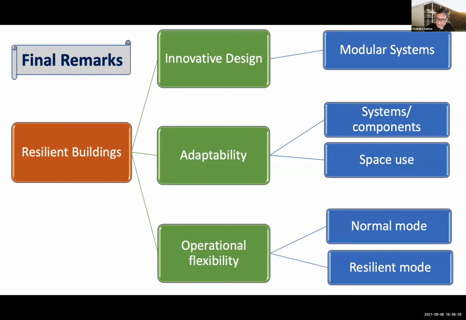I come back to my last slide. My final remark is going back to my very first or second slide. We need to have a resilient building concept. We need to think about innovative design. We need to think about systems that can be adaptable, operationally flexible. Think about modular systems. At the component level, can we use them and not use them depending on our needs?